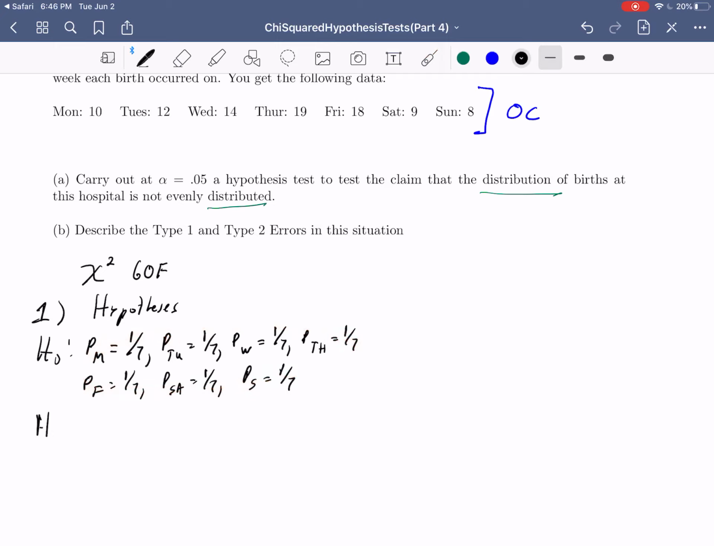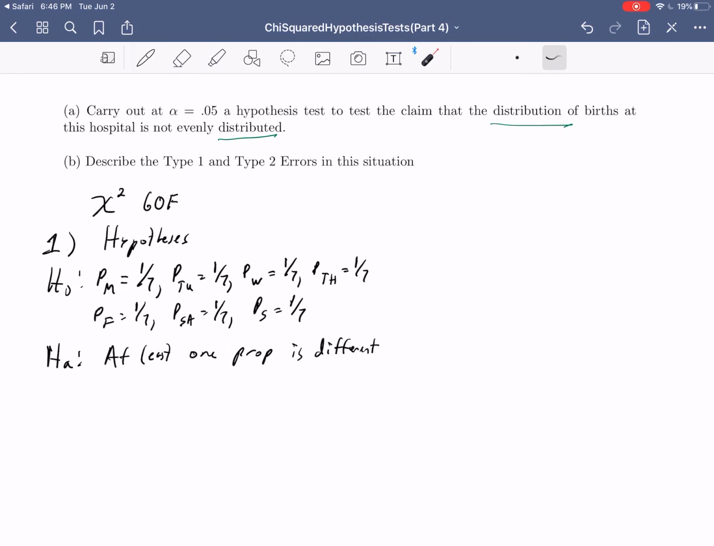What's our alternate hypothesis here? Well, we would say that at least one proportion is different. We wouldn't really say it has changed, because we're not talking about a time frame here. Now, what does it mean if at least one of these is different? Well, that means it would be not evenly distributed. So this alternate matches the claim that it's not evenly distributed.